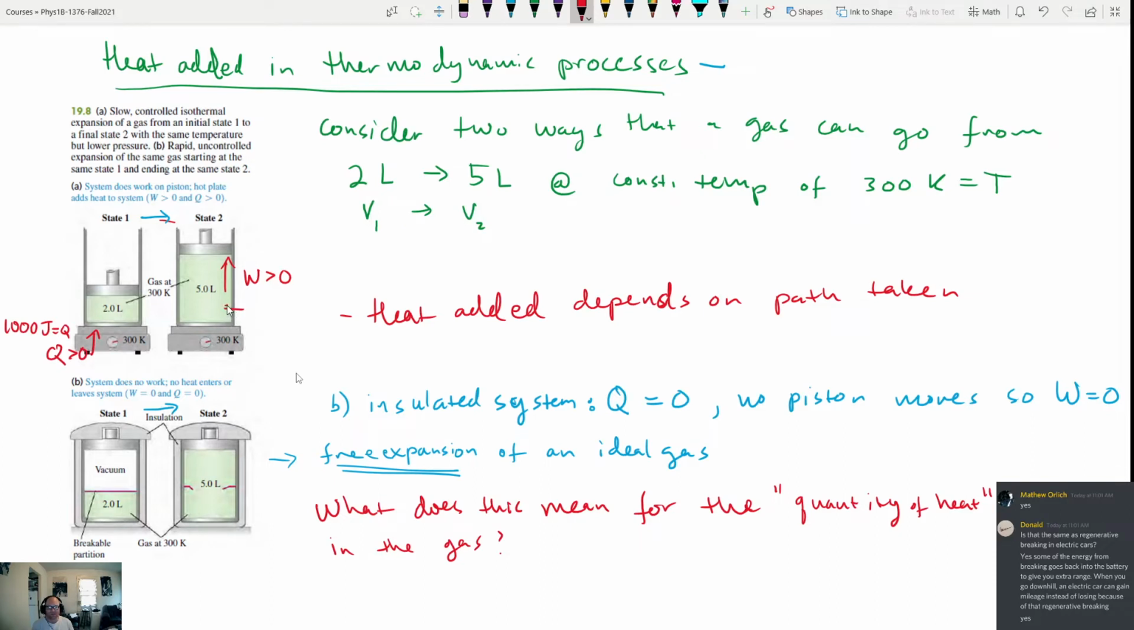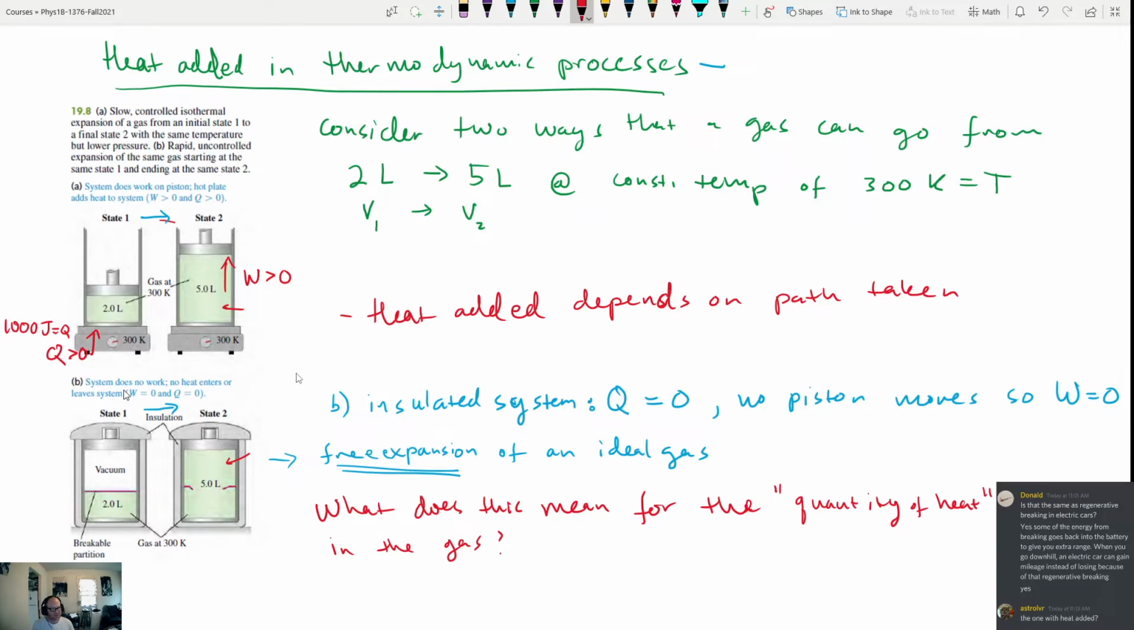Does that mean that this gas has more total heat than this gas? Does that even make sense? Does the question make sense? Which gas has more heat inside of it? Is it the one that had heat added to it, or is it the one that was insulated? Which one has more total heat? More quantity of heat. What does that even mean? What is quantity of heat? The one with the heat added? That'd be the natural thing you want to say, right? More quantity of heat.